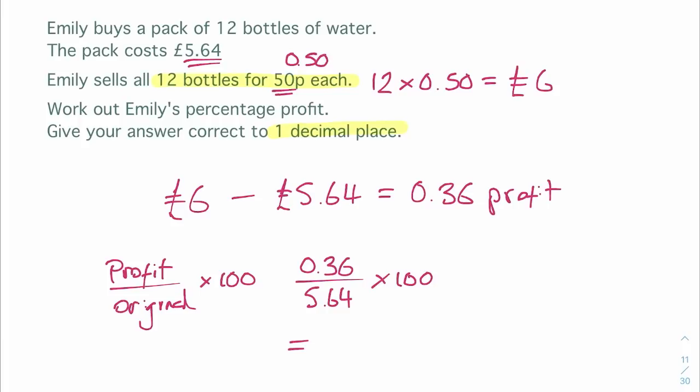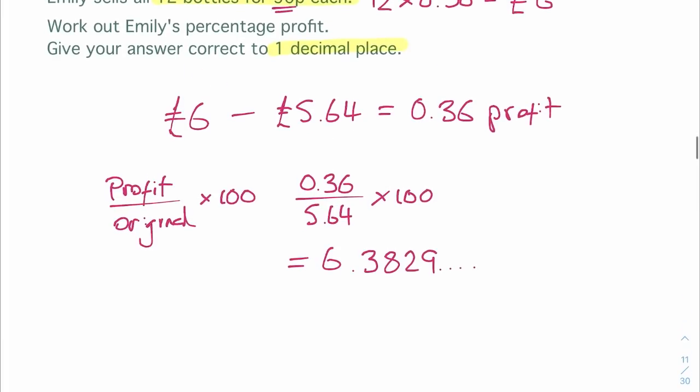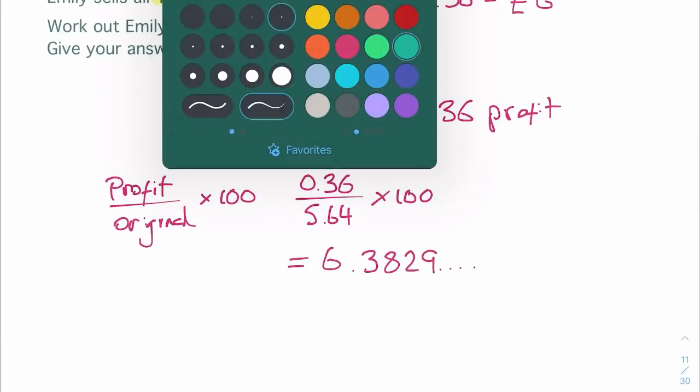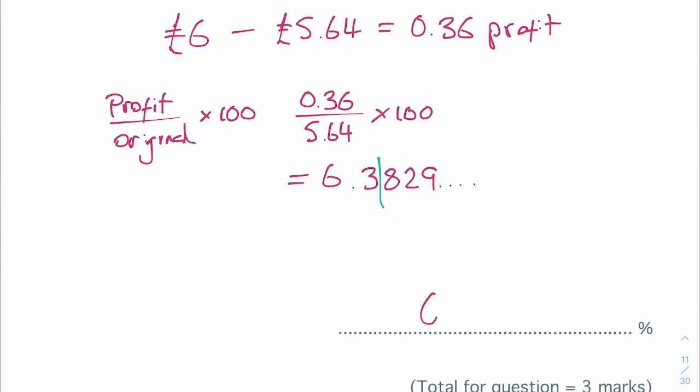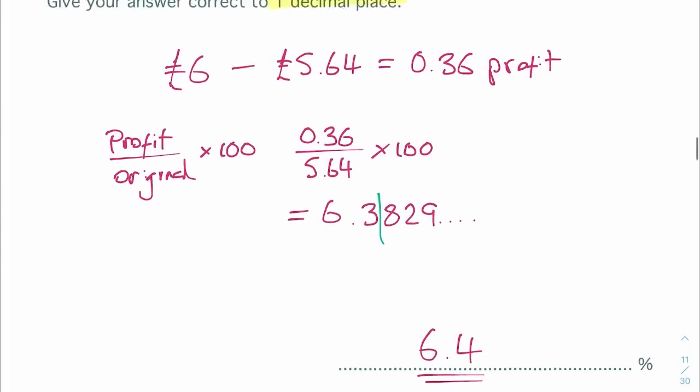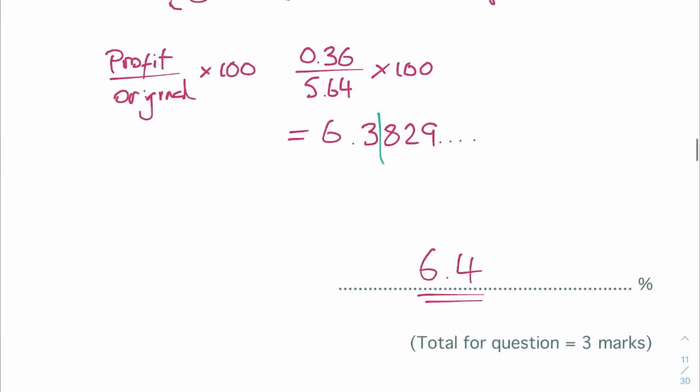And we get 6.3829 and lots more decimals. I'm not going to round it, I'm just going to put a few dots here just to show that it keeps on going. But ultimately we're going to round this to 1 decimal place, so I chop it after the 3, and as you can see there's an 8 after the 3, so that becomes 6.4, so that'd be 6.4% profit, and that's our percentage profit to 1 decimal place.